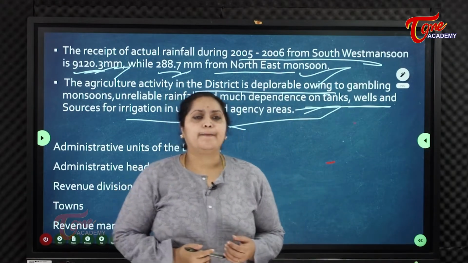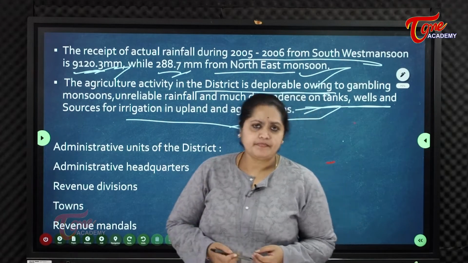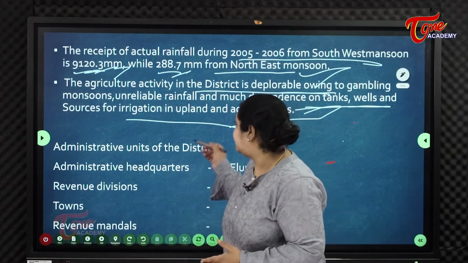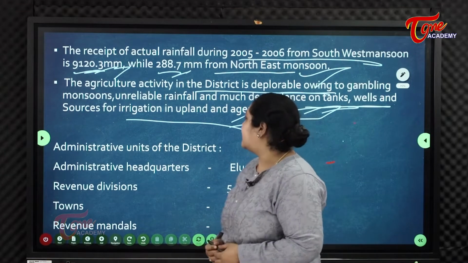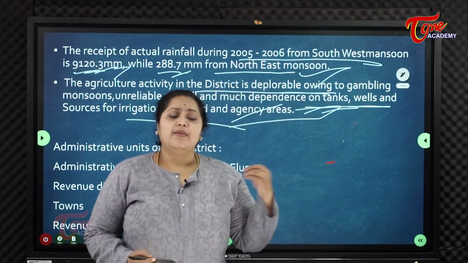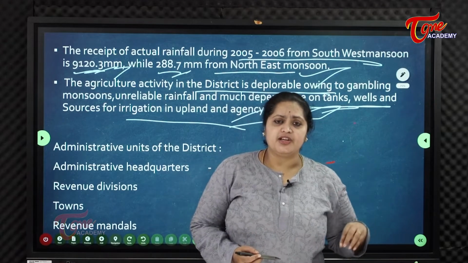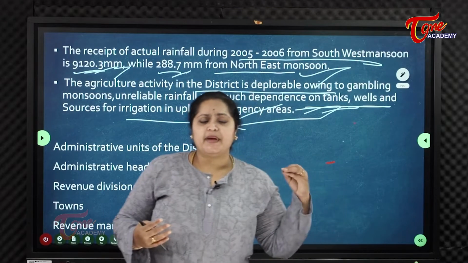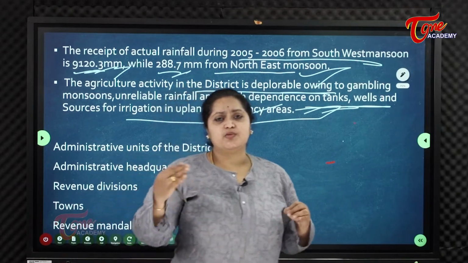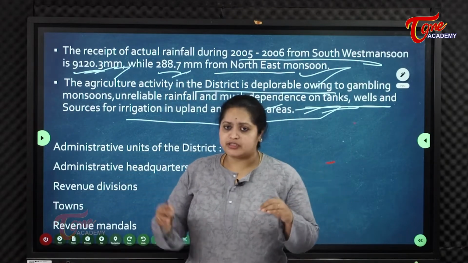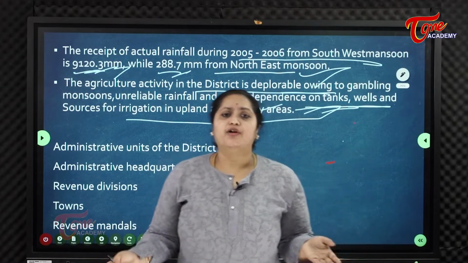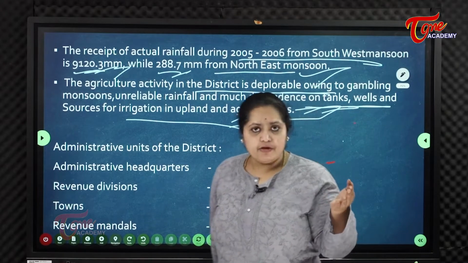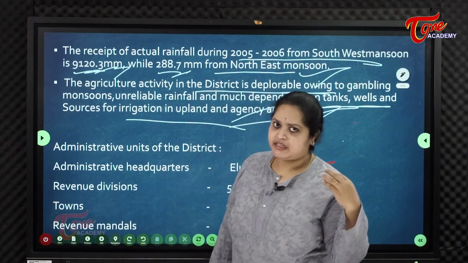So, when coming to irrigation, dependency on tanks, wells and other sources of irrigation. It's not only natural sources, even man-made sources also. Farmers depend on man-made sources like tanks, wells and other irrigational projects for cultivation of agriculture. So that was about rainfall and climate of West Godavari.